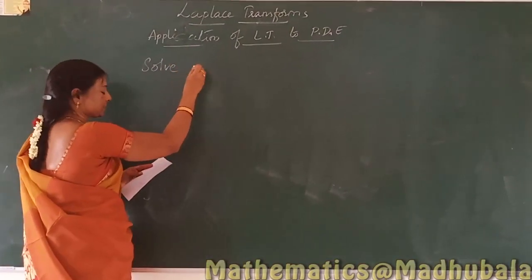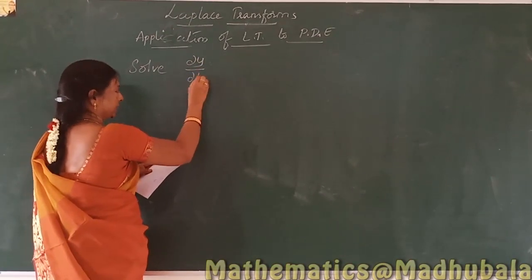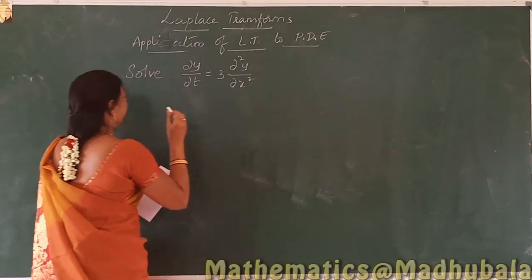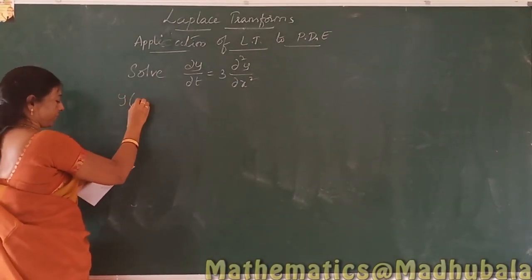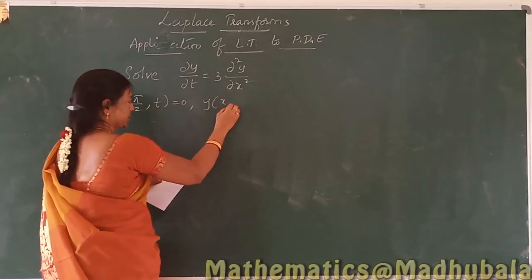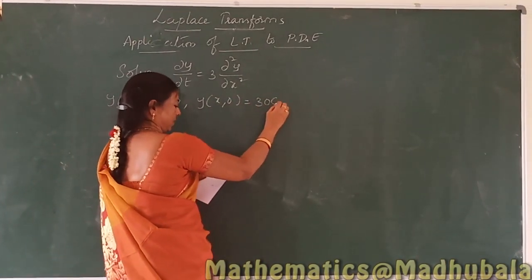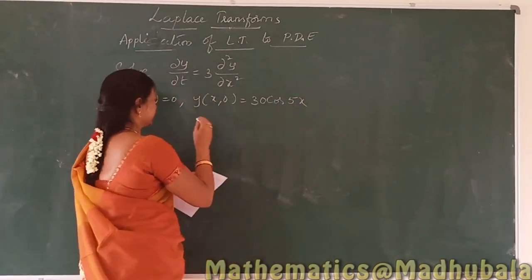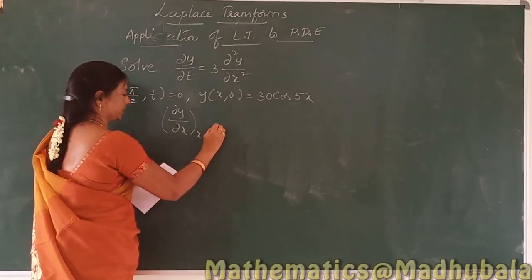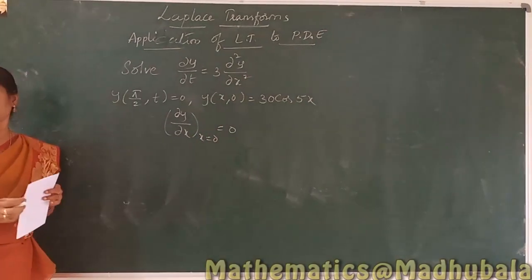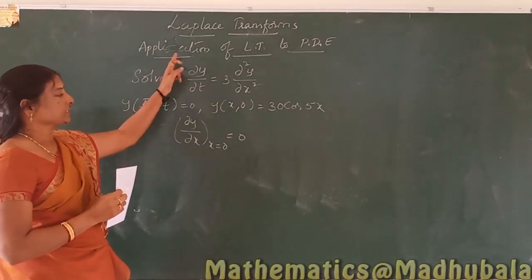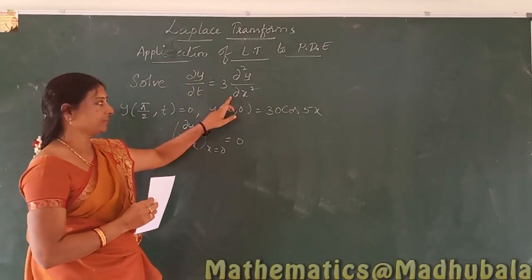The problem is: solve ∂y/∂t = 3 ∂²y/∂x², where the given conditions are y(π/2, t) = 0, y(x, 0) = 30 cos 5x, and ∂y/∂x at x = 0 equals 0. So this is the given problem. We have to apply the knowledge of Laplace transforms to this partial differential equation, and we have to finally solve this problem.